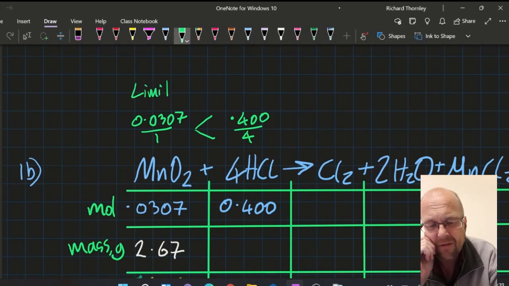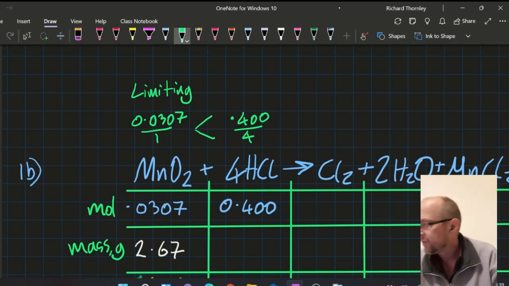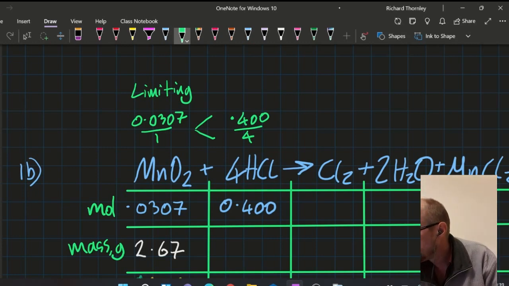The IB would accept this as an explanation. Couldn't get any shorter than that. What's the question? Determine the limiting, show your calculation. Yeah. And what are they going to accept? Accept any valid method. Fantastic.